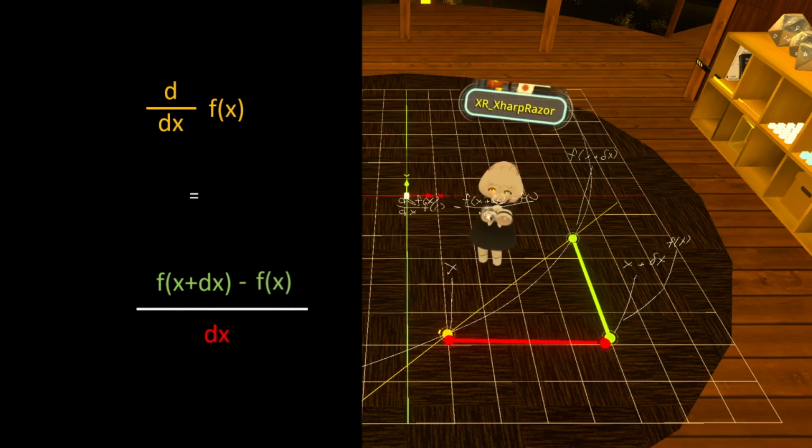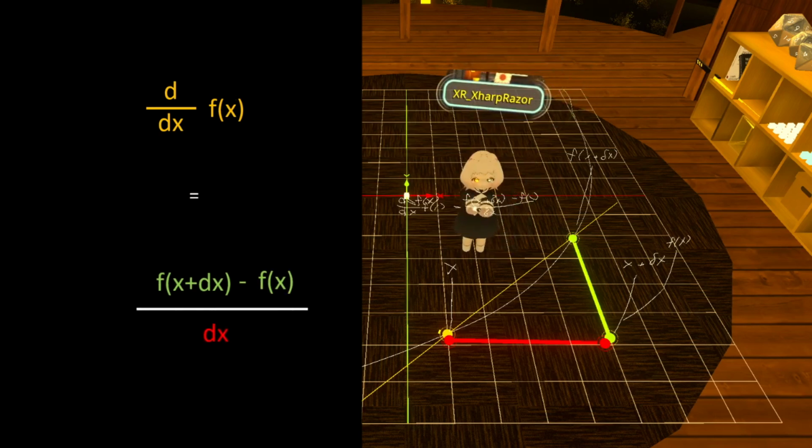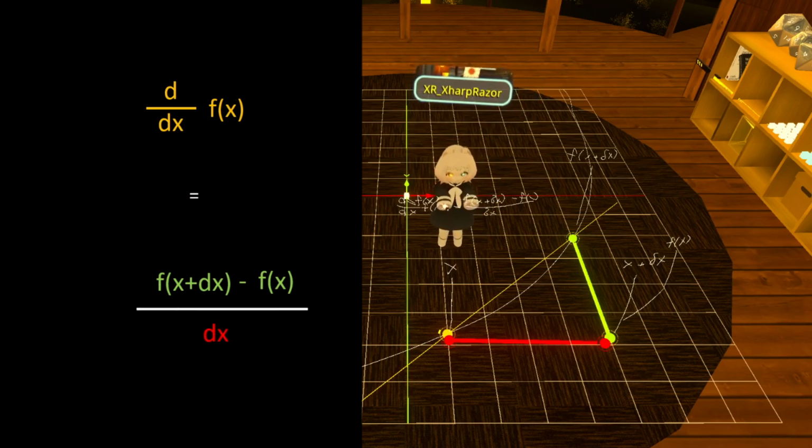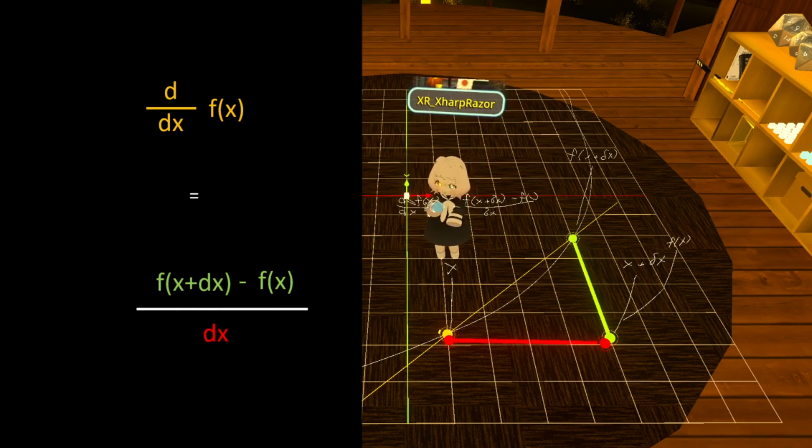Now, the problem is that delta x is any arbitrary number. Remember the part where we need to shrink delta x until it reaches 0? We're going to do the same thing over here. So, let me make space.